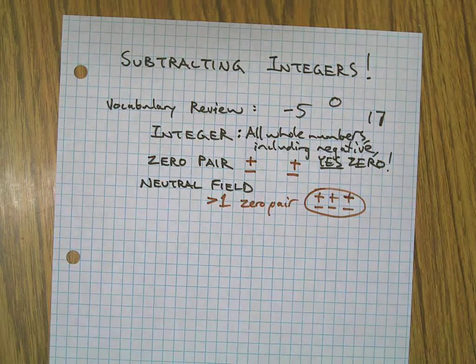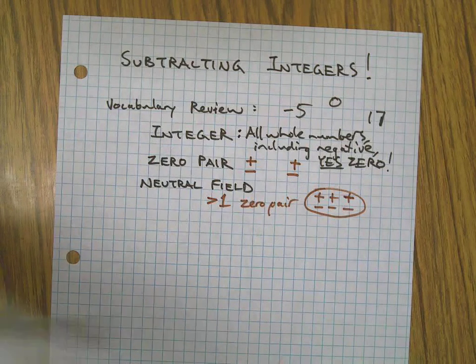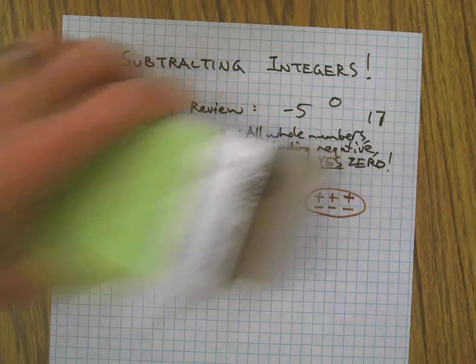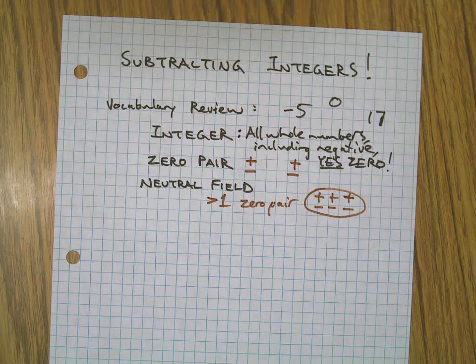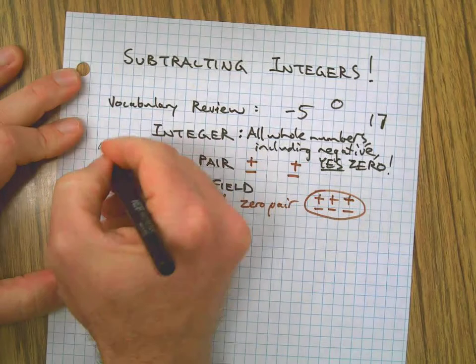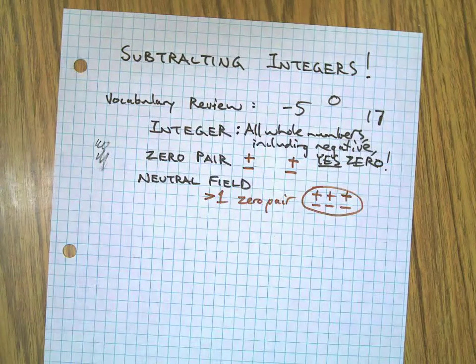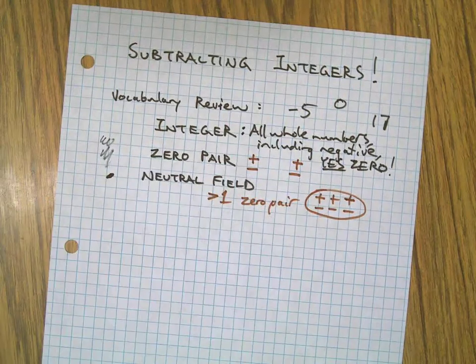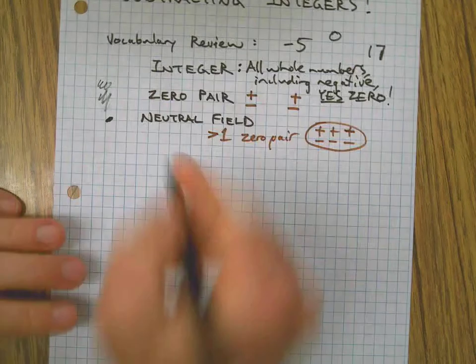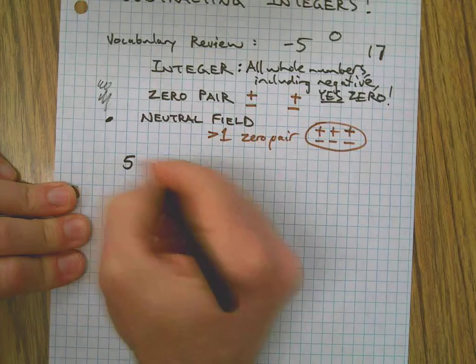All right, so we're back in action. It's time to get a fresh pen, and it's time to work on subtracting integers. Make sure it works. It does not. We'll go with the dry pen. All right. So let's say you have a problem like this.